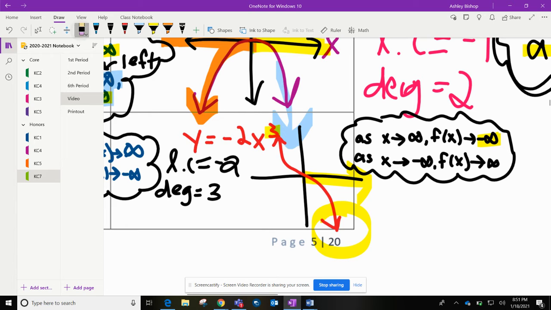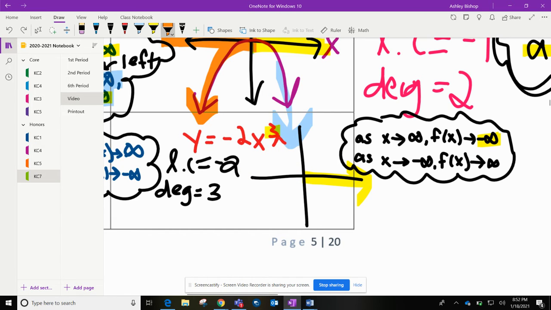Then I need to do the left-hand side of the graph. Let me get that back there. The left-hand side in orange is saying what's going on on the left-hand side. So as x approaches negative infinity, which is over here, my graph, f of x, approaches, well, it's going up. So it's approaching positive infinity. Okay, so that's what we have there.